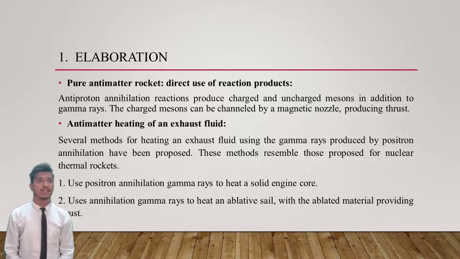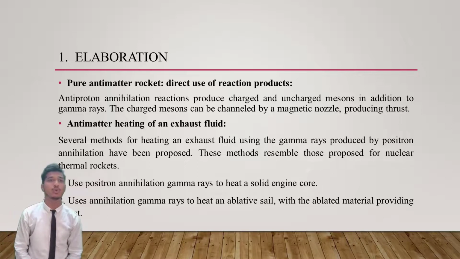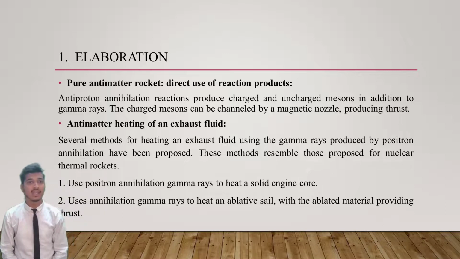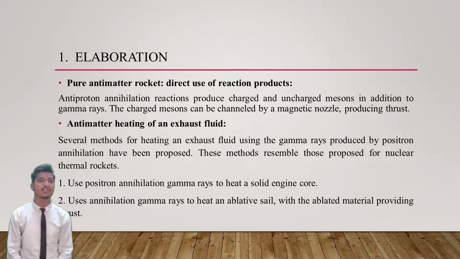Pure antimatter rocket, direct use of reaction products. Antiproton annihilation reactions produce charged and uncharged mesons in addition to gamma rays. The charged mesons can be channeled by a magnetic nozzle producing thrust. This type of antimatter rocket is a beam core configuration. It is not perfectly efficient. Energy is lost as the rest mass of the charged and uncharged mesons. Lost is the kinetic energy of the uncharged mesons, which can't be deflected for thrust, and lost are gamma rays.